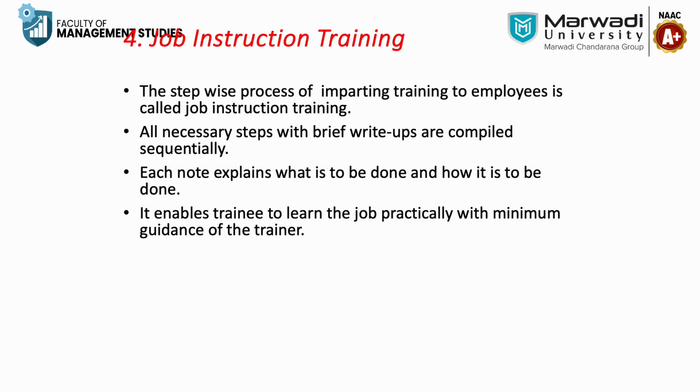Number 4 is job instruction training. The stepwise process of imparting training to employees is called job instruction training. Instructions are always given systematically: step number 1, step number 2, step number 3. While you're working on the job, somebody is giving you job instructions and you're following those instructions as a part of the training. That is called a stepwise process.